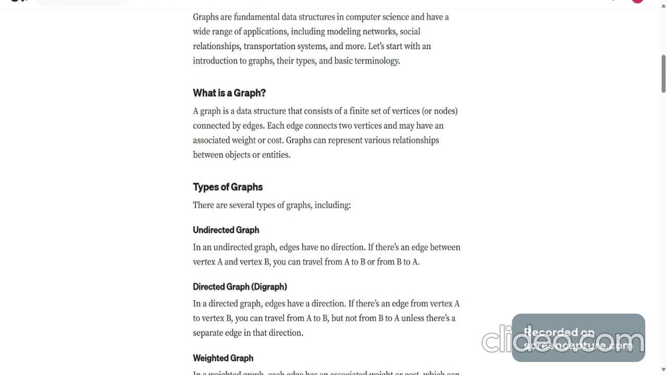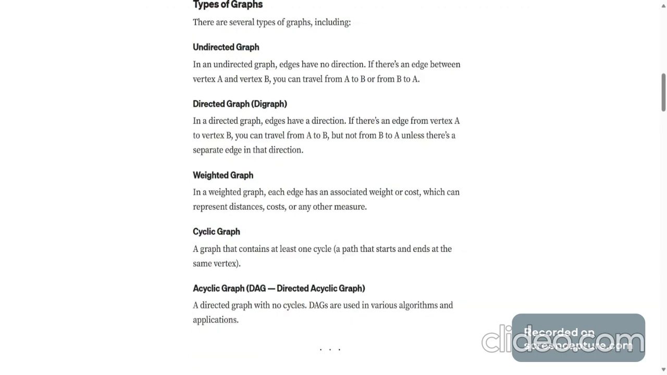Types of graphs. There are several types of graphs, which include undirected graph, directed graph, weighted graph, cyclic graph, and acyclic graph. Coming to an undirected graph, in an undirected graph, edges have no direction. There is an edge between vertex A and vertex B. You can travel from A to B or B to A. Directed graph. In a directed graph, edges have direction. If there is an edge from vertex A to vertex B, you can travel from A to B but not from B to A unless there is a separate edge in that direction.